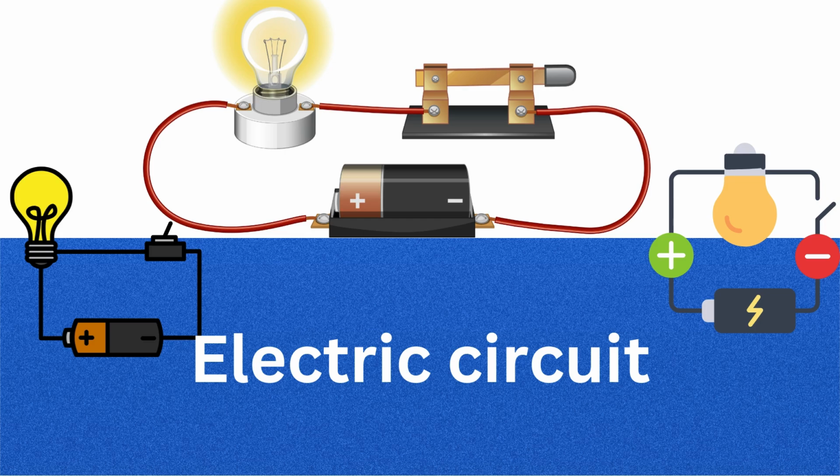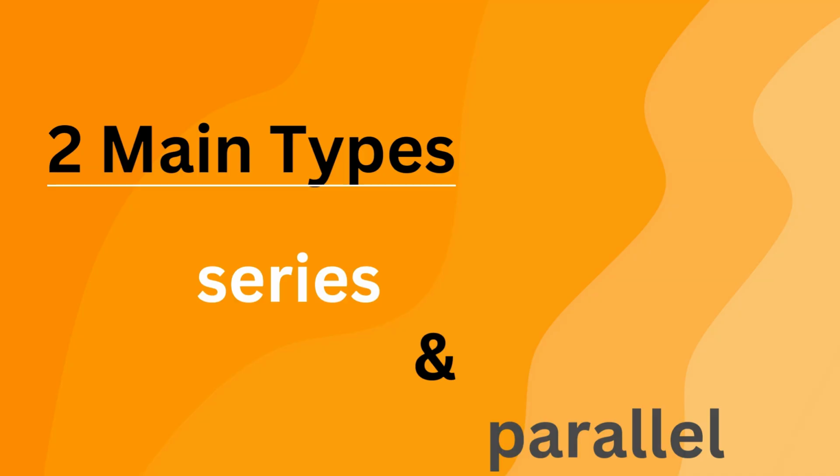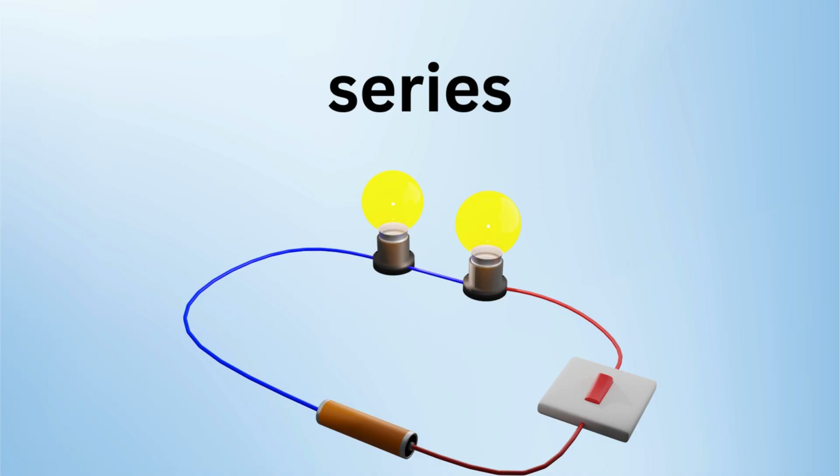Our today's topic is electric circuits. It's such an interesting topic and one of my favorite topics. There are two main types of circuits, series circuits and parallel circuits. In a series circuit, components are connected end to end. They make a simple loop through which current can flow.